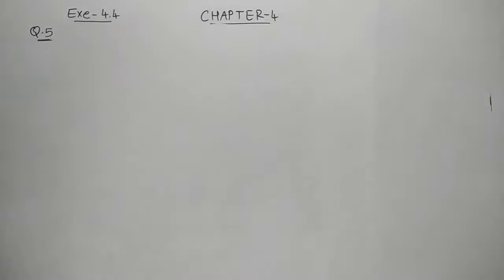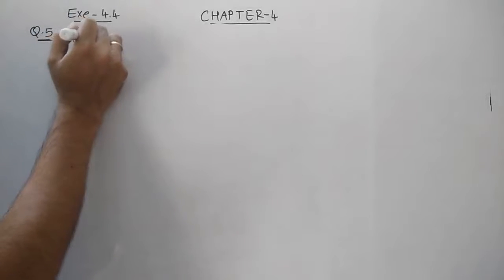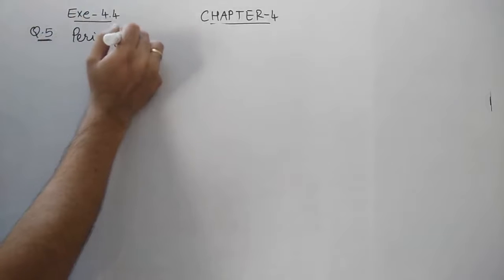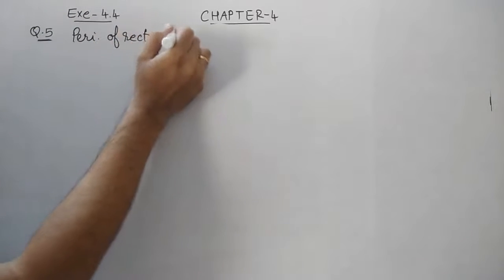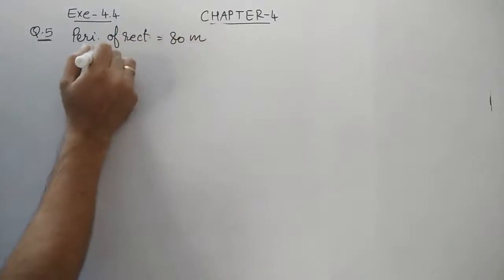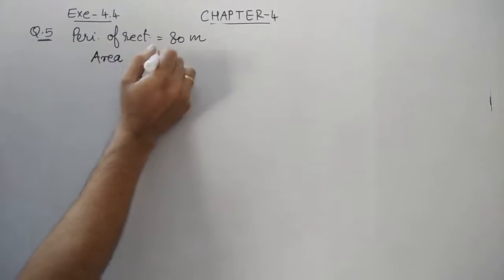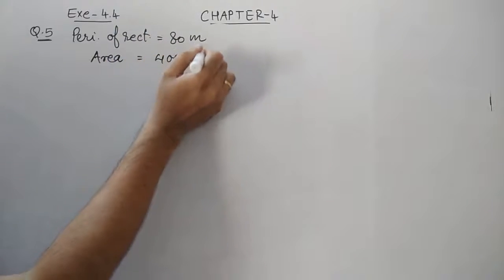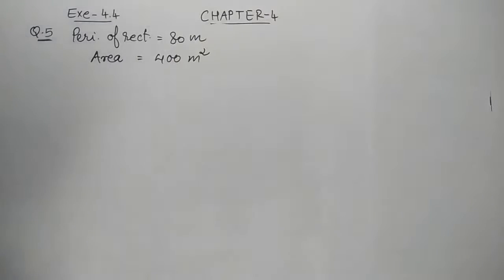Let's do the last question of this exercise or this chapter. It is said, is it possible to design a rectangular path of perimeter 80 and area 400. Perimeter of the rectangle is given 80 meter and area is given 400 meters square. So you can see that here we do not have clearly the relation between the length and breadth, but the relation between length and breadth is given in the form of perimeter.